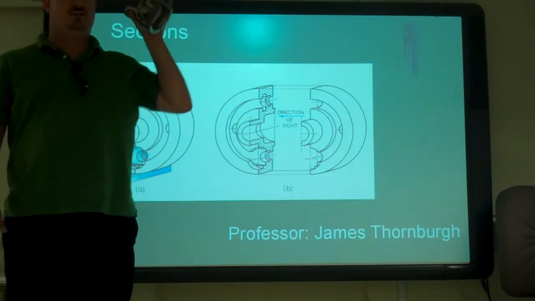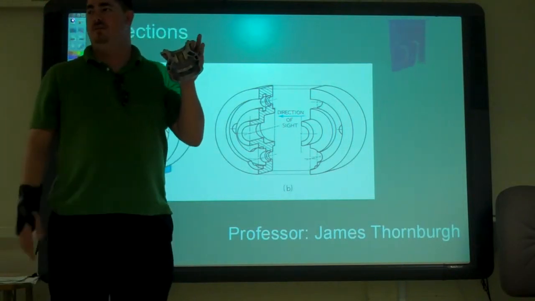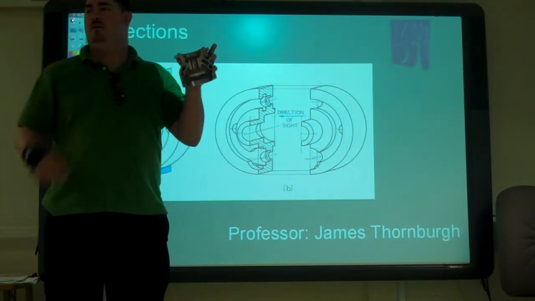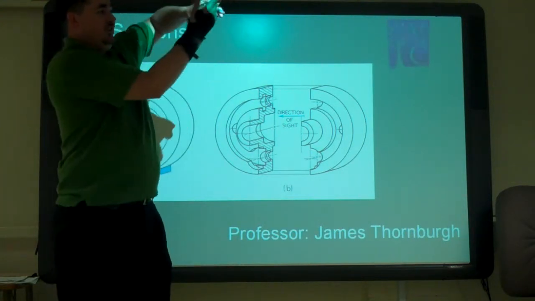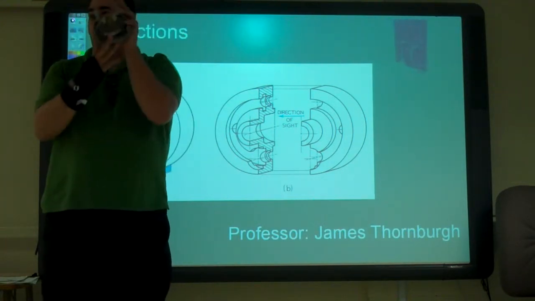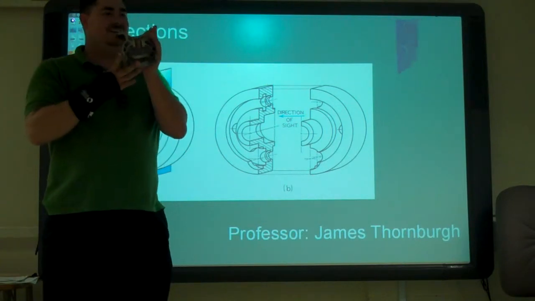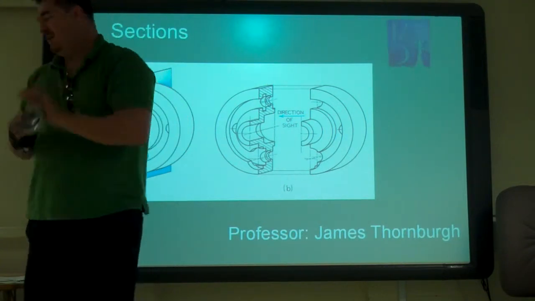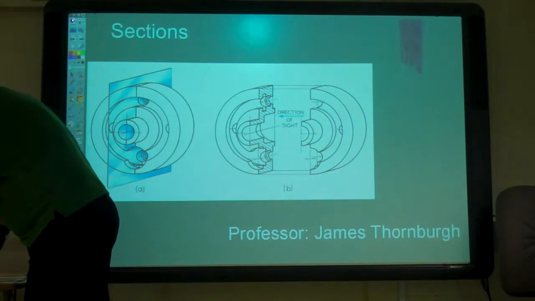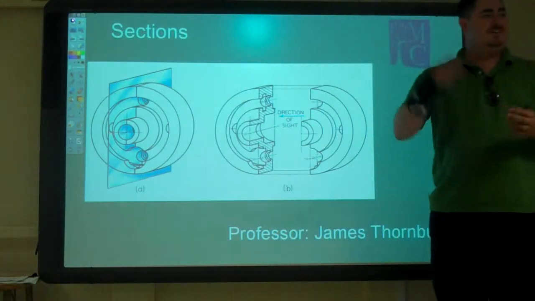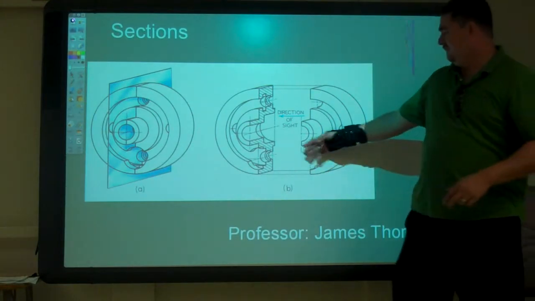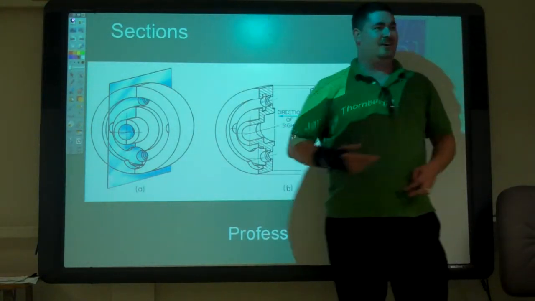And today's a full section because we're cutting it all the way in half. We're cutting the full width of the part in half. Okay? So with a full section, you see half the part. And next we go about half sections, where you see a quarter of the part. But with a full section, in your view, it's cut fully across. Okay?